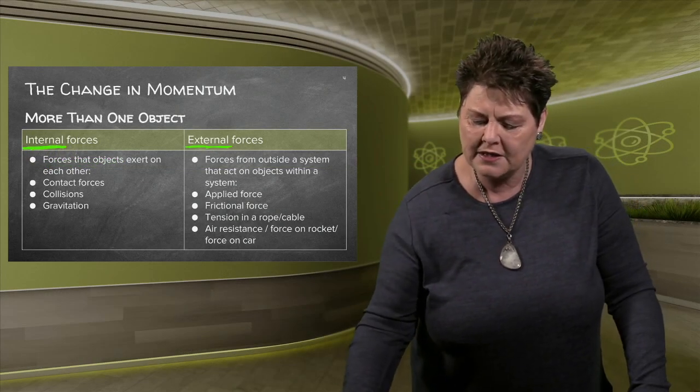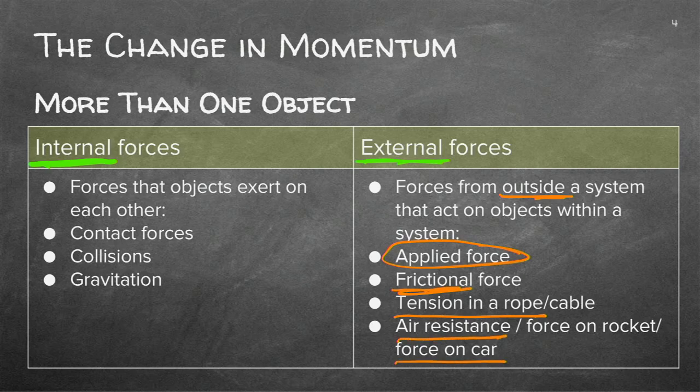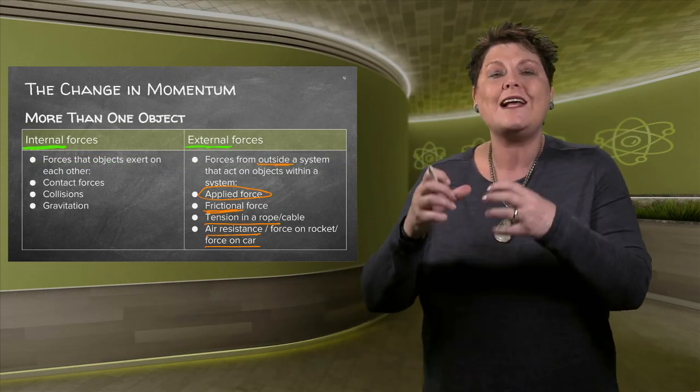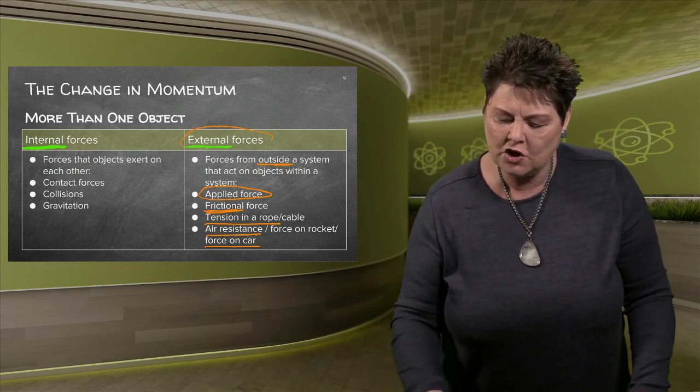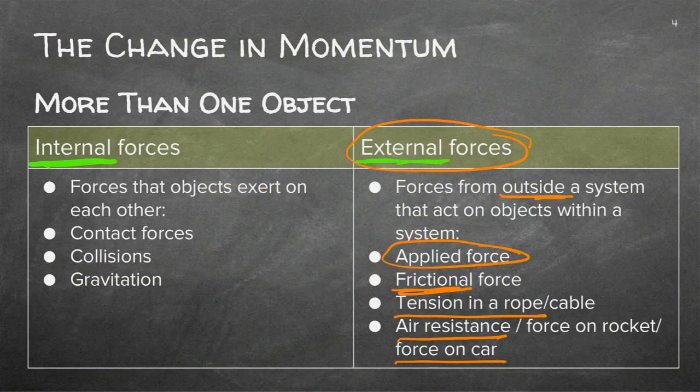Let's quickly have a look at the list. Forces from outside, I said to you just now. Which are they? Applied forces, friction, tension, air resistance, or the forces on a car. Those that we did in Newton's second law, that's external, which somebody puts there, is the external forces. We will work in momentum only with the internal, the objects, the contact forces, the collisions, and gravitation. Those will be the only ones that will be a part of the momentum calculations.